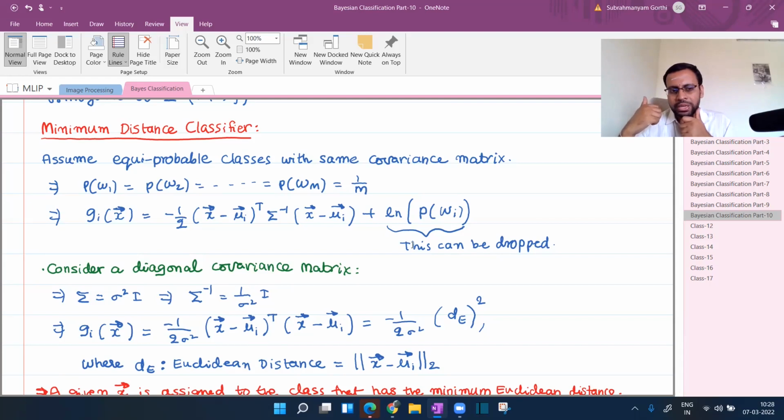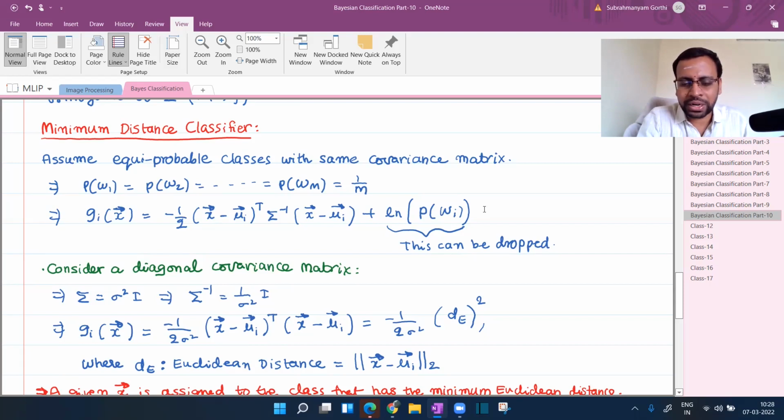Now, let us write the expression for the discriminant function for a class I for a given vector x bar. That is nothing but minus 1/2 into (x bar minus mu I bar) whole transpose into sigma inverse into (x bar minus mu I bar) plus natural logarithm of probability of omega I. Hope you all remember how we arrived at this.